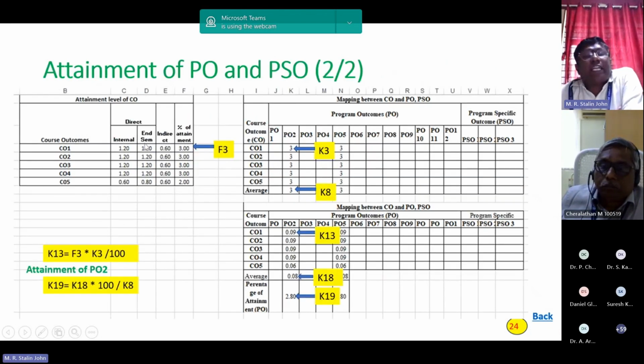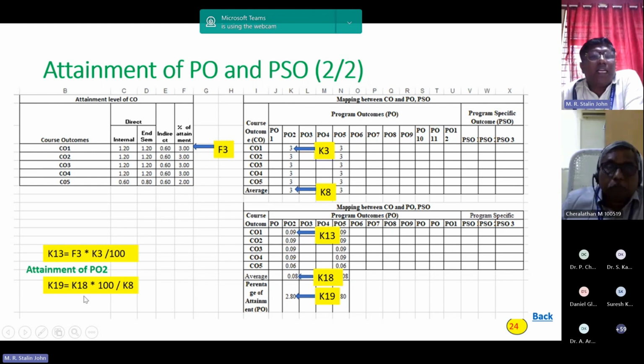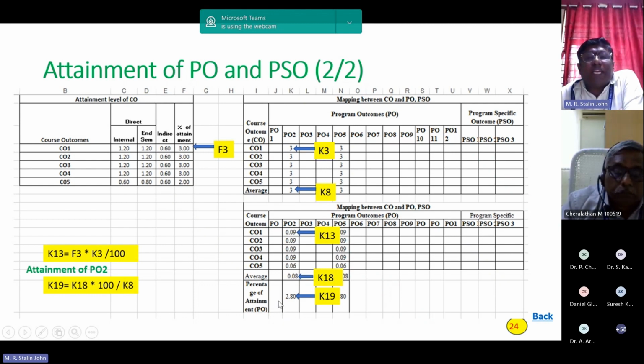So, how to calculate the attainment of PO and PSO. This table is the previous table. We are getting it here. This is multiplied with the program articulation matrix on the previous slide, K3. So F3 into K3 divided by 100, we'll get K13. This value we will get. Then for K18, this value is an average. We are taking the average value into 100 divided by this value. So using this formula, we are calculating this K19 formula. This 2.8, we are calculating it.